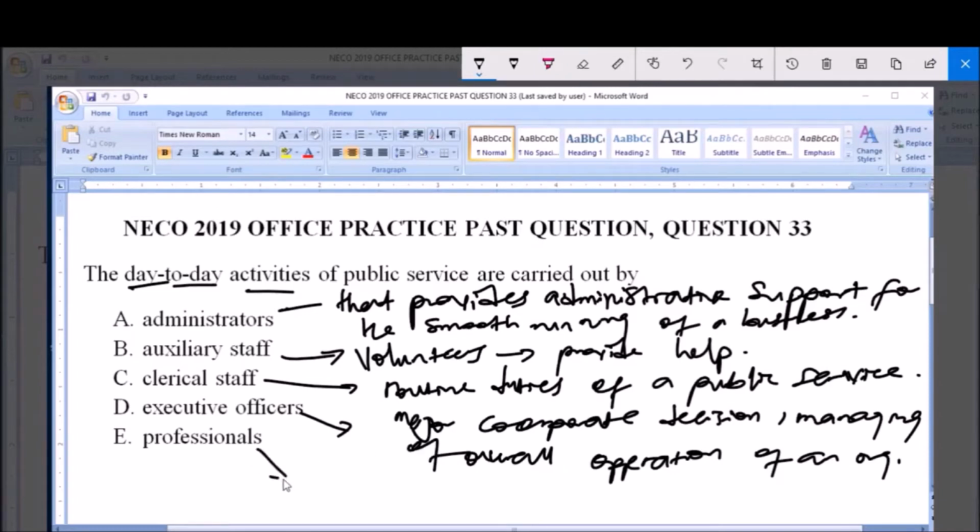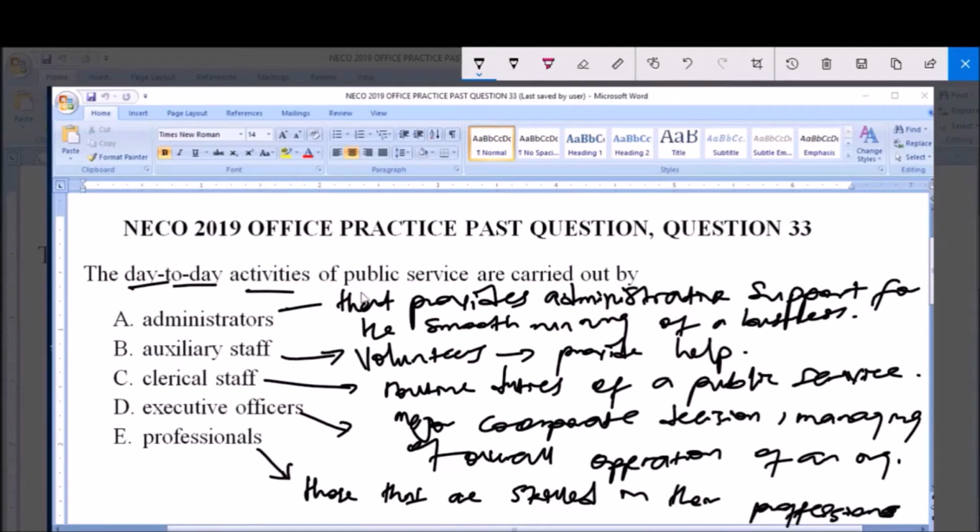Now professionals, professionals simply refers to those that are skilled in their profession. We call them professionals because they are skilled. They are extremely skilled. That is, they have all the skill required in their professions.